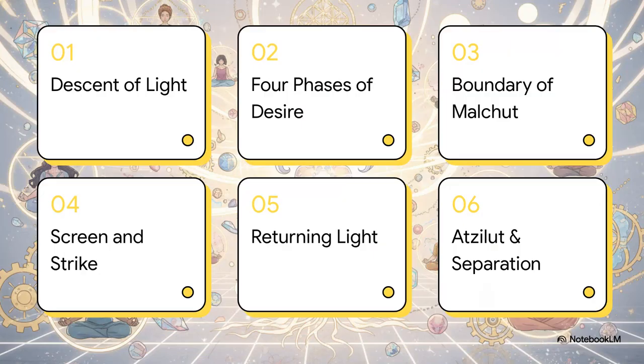Let's get started. Here is our map for today's deep dive. We'll start with the descent of the infinite light, then move through the 4 phases of desire, and hit the boundary of Malchut. After that, we'll witness the screen and the strike, see how the returning light acts as the true vessel, and finally look at Atzilut and the separation.